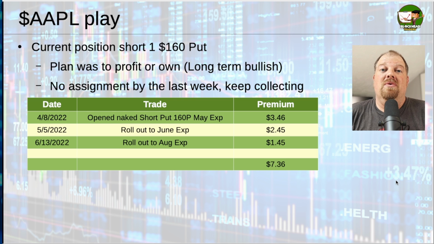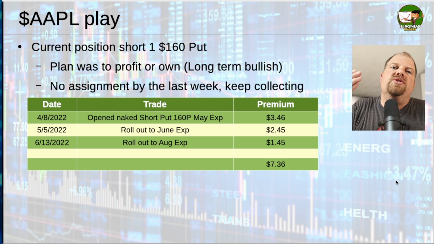So fast forward to today, and we are still sitting deep in the money. In fact, really deep in the money right now. And I thought about maybe waiting and just taking assignment again, but that doesn't make sense. I'm okay to be assigned at $160, but why not try to collect more premium and force an early assignment?